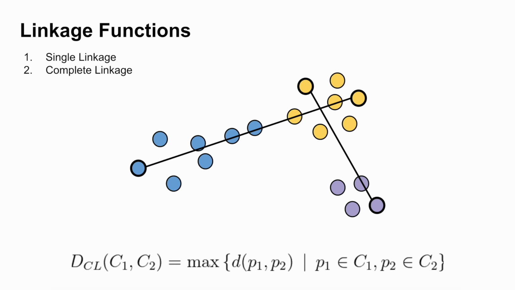Complete linkage is defined by the farthest pair of points between 2 clusters. If we want more compact clusters where points are close to all points in the cluster, 2 clusters should be merged if their 2 farthest points are close, thus ensuring all points are close to one another in the cluster. Under this criteria, we would merge yellow and purple, as it would create a less spread out cluster.